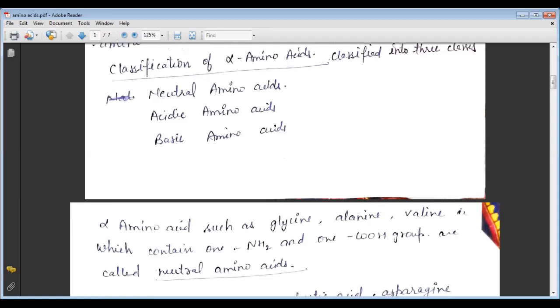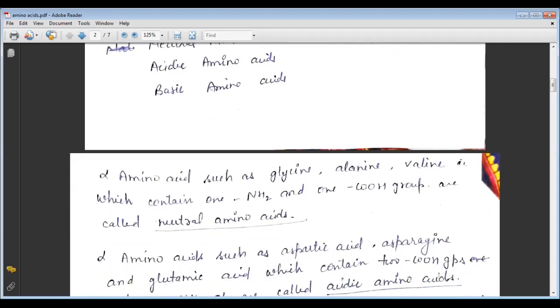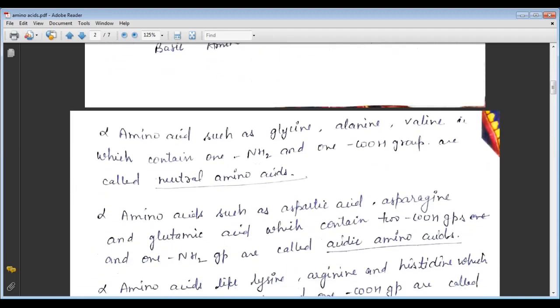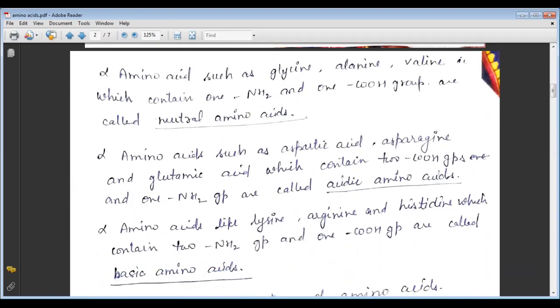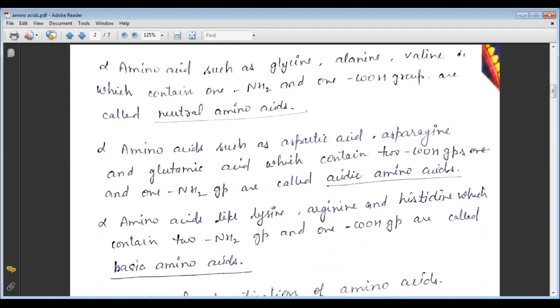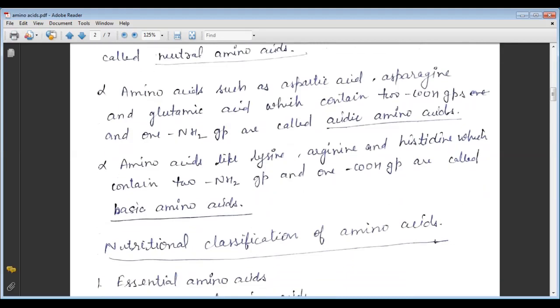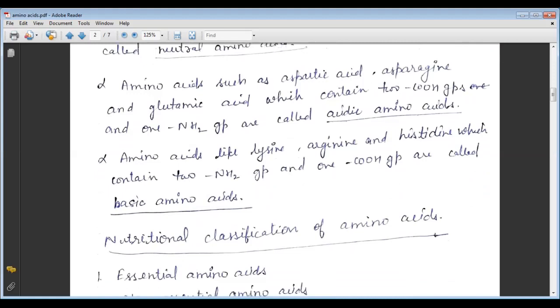So here we study the first amino acids, such as glycine, alanine, valine, etc., which contain one NH2 group and one COOH group. So these are called the neutral amino acids. The second type of amino acids, for example aspartic acid, asparagine, and glutamic acid, contain two carboxylic groups and one amino group.